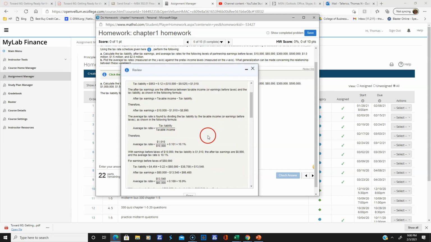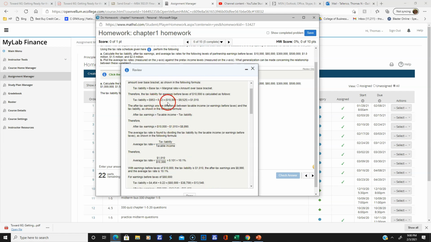Now this is the other equation. The average tax rate is found by dividing the tax liability, which we have right here, by your taxable income. And you notice that's different than your marginal rate. Your marginal rate was 12%. Here, your average tax rate is 10.1%.